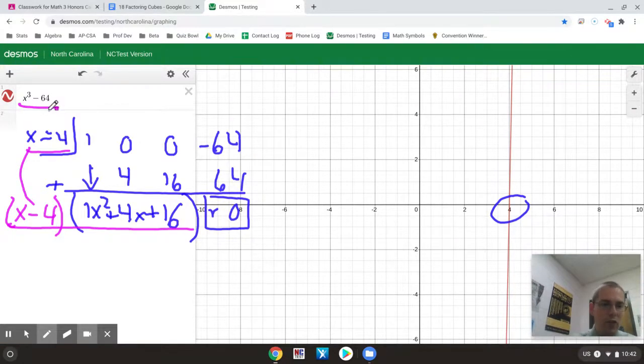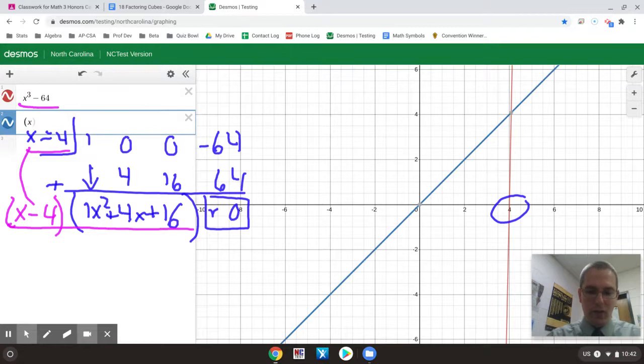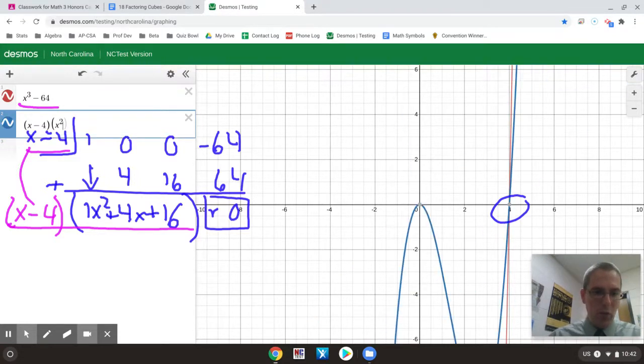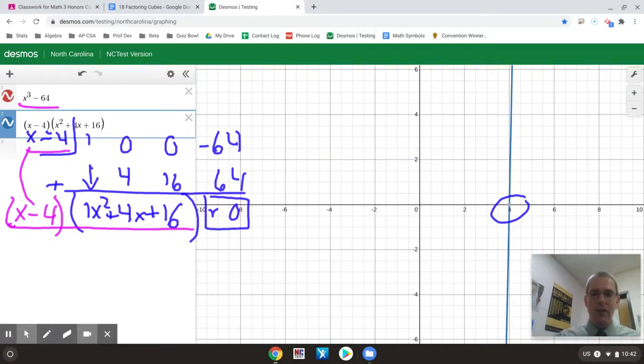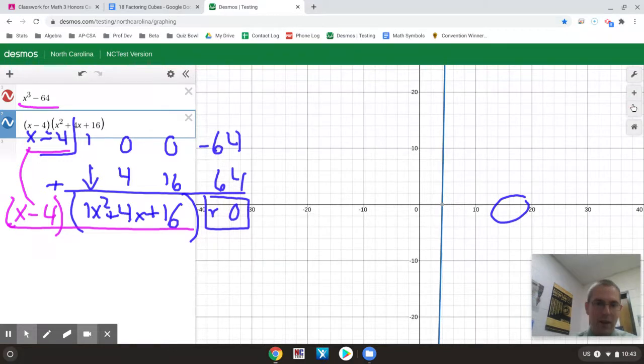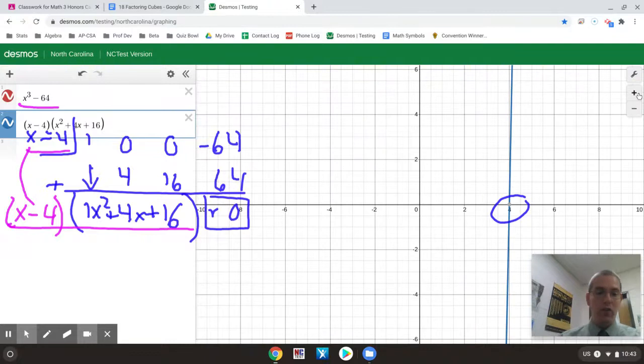If you are not convinced, you can always check your answer to a factoring problem using Desmos by simply typing in the answer I just got, x minus 4 times x squared. You can type in the 1 if you want, but it's not necessary, plus 4x plus 16, and you can see the graph is exactly the same. If you factor correctly, even if you zoom out to see more of the graph, it's going to remain exactly the same. So basically, if the two equations have the same graph, you know you factored correctly, and that's another way to check your work using Desmos.